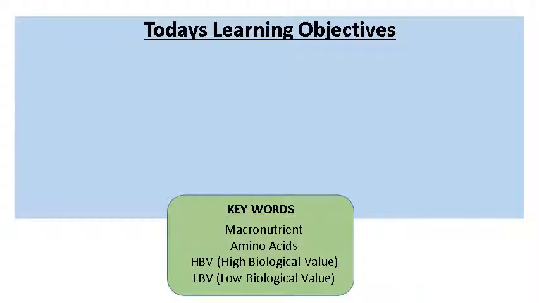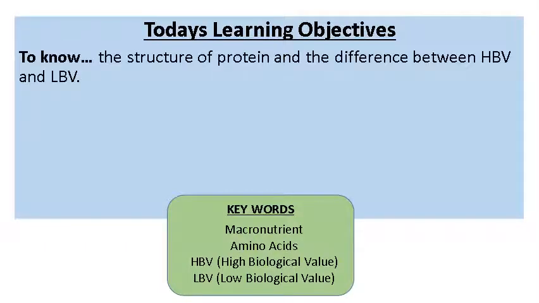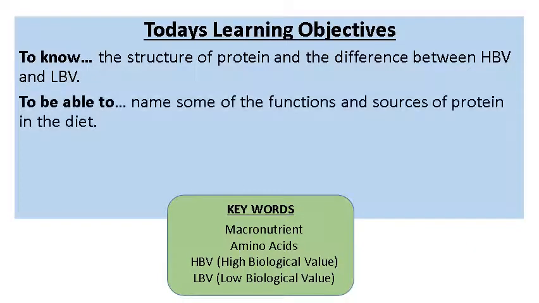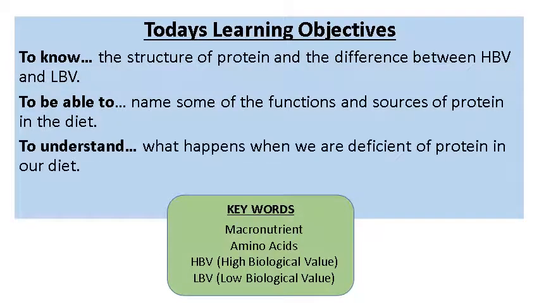So well done if you've got the carbs, proteins, and fats, your macronutrients. In today's learning objectives, what we're doing today is we're going to understand more about protein, looking further into protein and the difference between HBV proteins and LBV proteins, these being high biological value and low biological value. We're going to name some of the functions and sources of protein in the diet and understand what happens when we're deficient, when we're not getting enough protein in our diet.